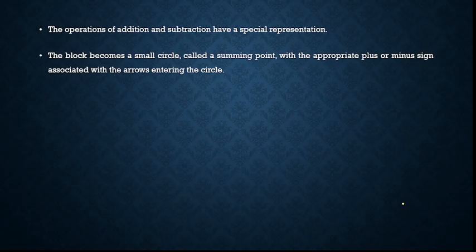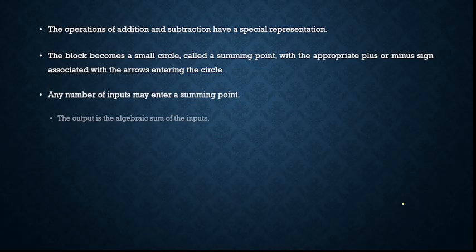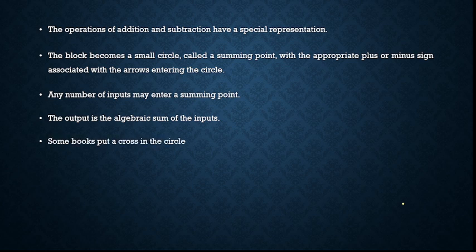The block becomes a small circle called a summing point, with the appropriate plus or minus sign associated with the arrow entering the circle. Any number of inputs can be entered in a summing point. The output is the algebraic sum of inputs. Some books use a cross sign in the circle, or a simple plus sign inside the circle. This is also used here, instead of a cross sign.